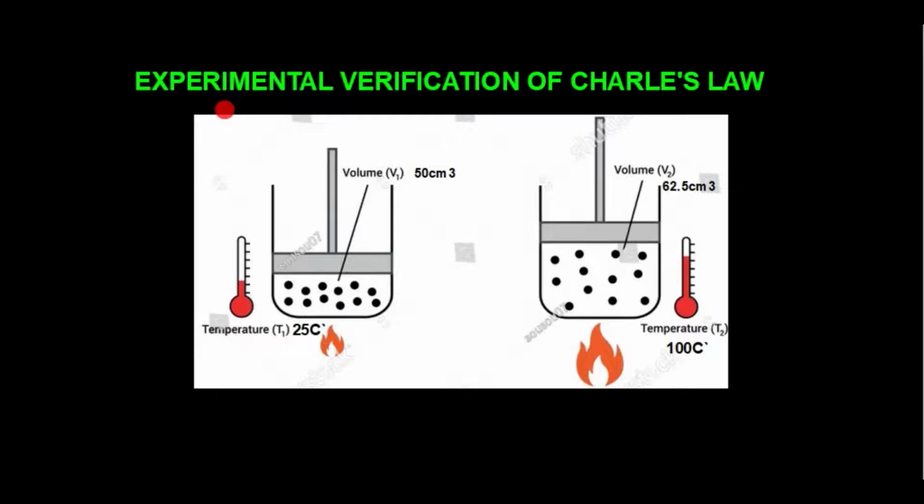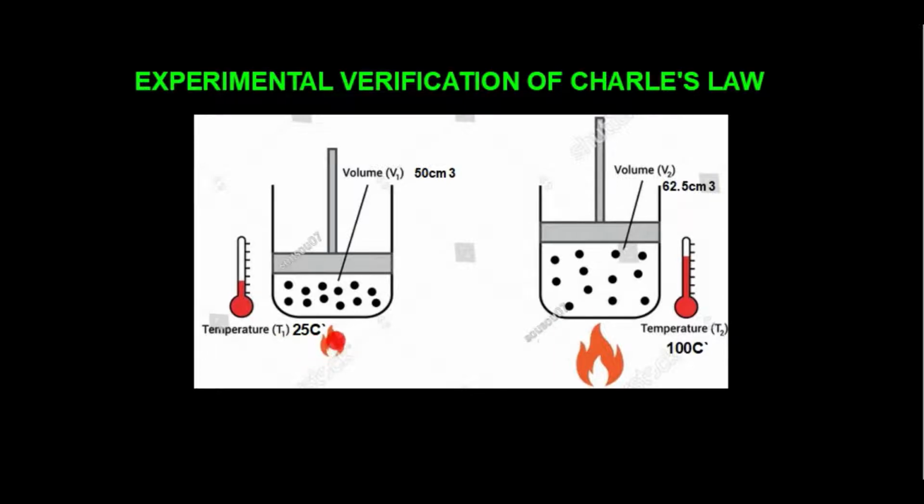Now we will discuss experimental verification of Charles's law. This is a representation of increase of volume with increase in temperature. In this figure, we have taken a certain amount of gas in an enclosed cylinder having a movable piston. The initial volume of the gas V1 is 50 cubic centimeter and initial temperature T1 is 25 degrees centigrade.